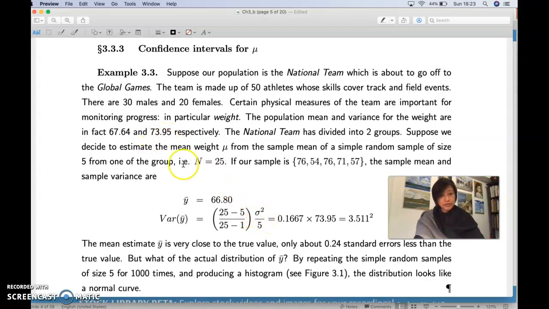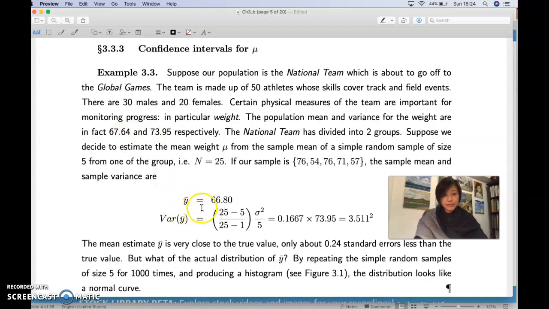sigma square equals 73.95, and we have little n, and population capital N. So we multiply the finite population correction factor by sigma square over n. We find the true variance of our sample mean, which is 3.511 squared. We can say that this sample mean is quite close to the true population mean. The expected value of our y bar is an unbiased estimator of that 67.64.